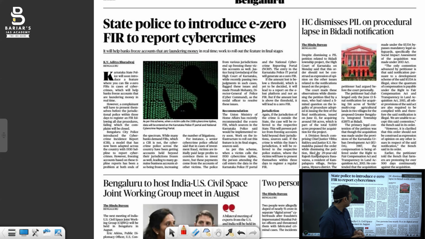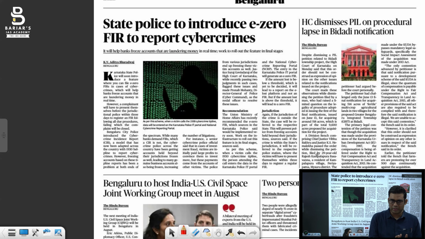So to come up with a solution, this E0 FIR has been introduced. It is similar to the concept of zero FIR. Now you can log in onto the portal and lodge an FIR. But that would be restricted to cyber crimes only, not general crimes. So that's one difference that you see. Zero FIR is related to any general crime. E0 FIR is related to cyber crimes.